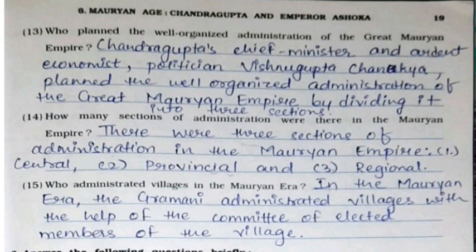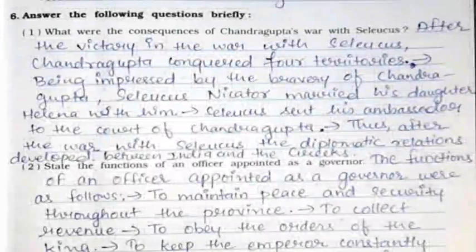14th one, how many sections of administration were there in the Mauryan Empire? There were 3 sections of administration in the Mauryan Empire. First one is central, second one provincial, and third one regional. 15th one, who administered villages in the Mauryan era? So in the Mauryan era, the Gramani administered villages with the help of the committee of elected members of the village. Now we'll continue with question number 6.